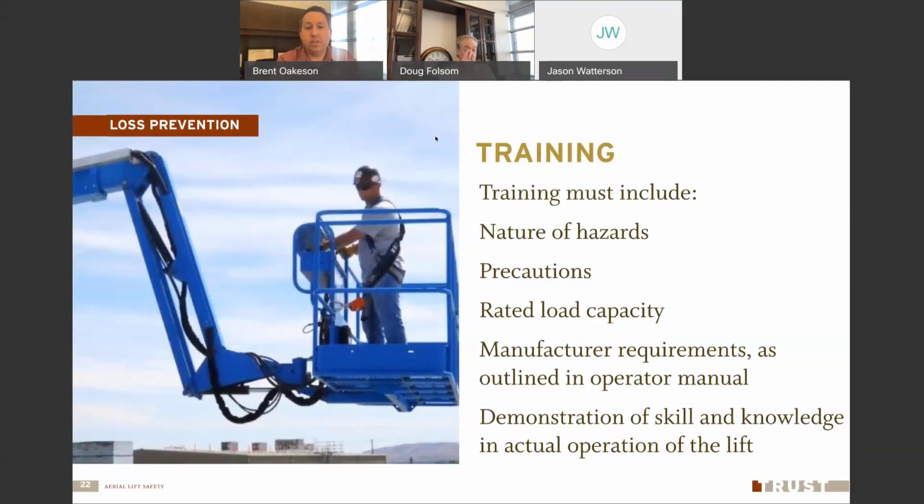So the general training should include nature of hazards, precautions, understanding the rated load capacity on the equipment, and manufacturer's requirements in the operator manual. They also need to be able to demonstrate their skills and knowledge to actually operate that lift safely. You don't just want to put an aerial lift or a scissor lift out there and tell the guy, okay, go ahead and do your work, without giving them the training and experience they need to do it safely.